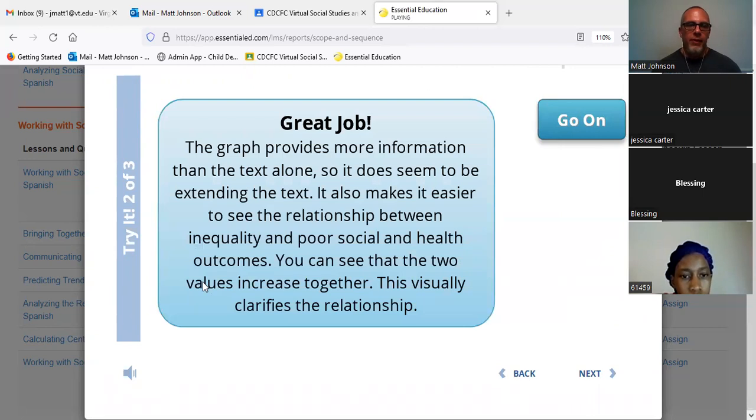Great job! The graph provides more information than the text alone, so it does seem to be extending the text. It also makes it easier to see the relationship between inequality and poor social and health outcomes. You can see that the two values increase together. This visually clarifies the relationship.